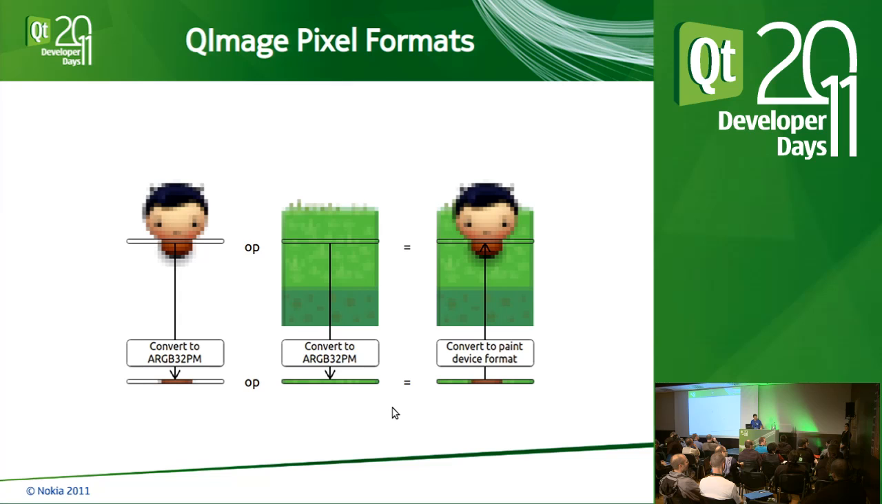We convert it to the common format, ARGB32 pre-multiplied. Then we blend this source line on top of the destination line, and then we convert it and copy it back into the destination. So if you want to improve this performance, you want to use ARGB32 pre-multiplied, because then you can avoid this conversion, and you can do the operation directly in the destination.